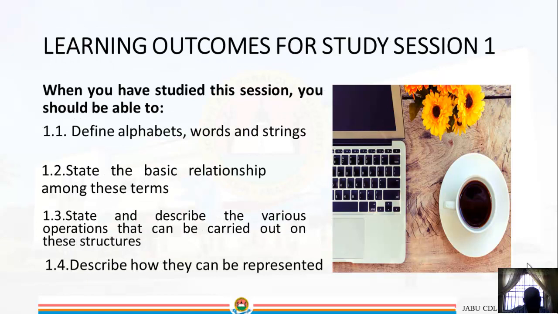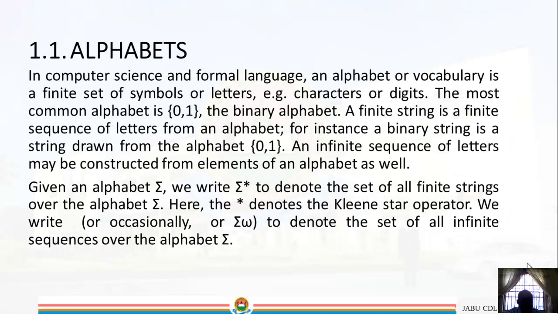The learning outcome for this session: when you have studied this session, you should be able to define what alphabets, words, and strings are, state the basic relationship among these terms, state and describe the various operations that can be carried out on these structures, and describe how they can be represented.